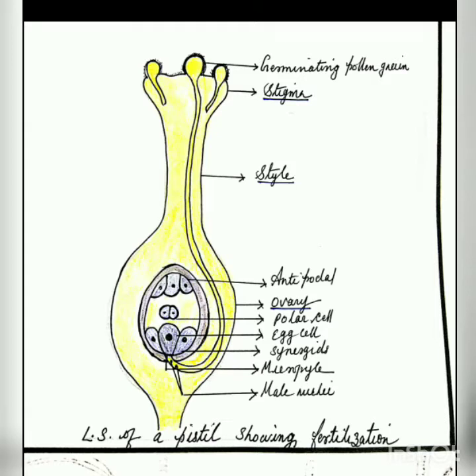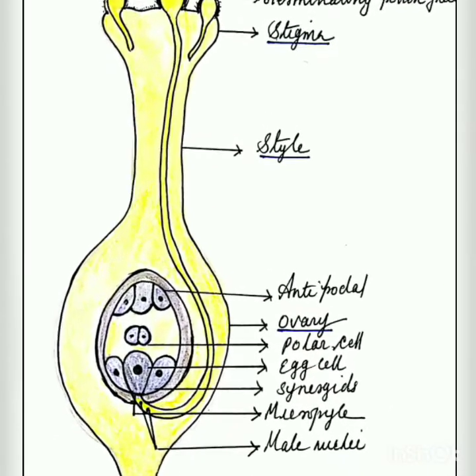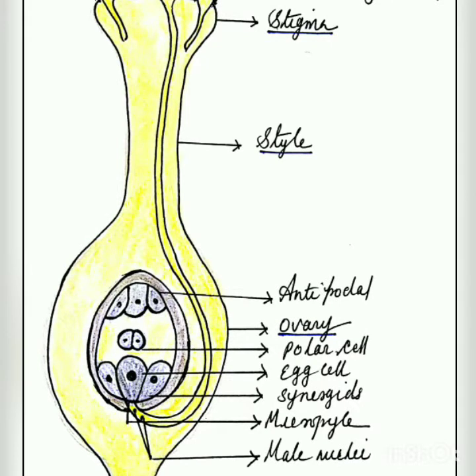Inside the ovary, an ovule is present. An ovule with 8 nucleated 7-celled stage. While explaining, look into the diagram and the labeled parts. An egg cell is surrounded with synergids, which keep the egg in its proper position. That is the function of synergids.